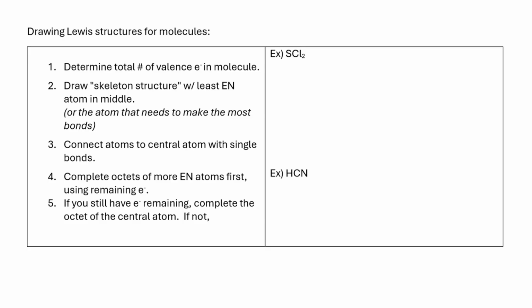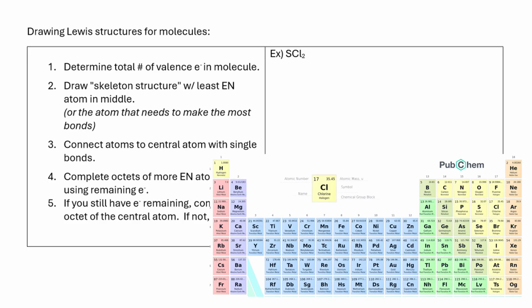So the first step says determine the total number of valence electrons in the molecule. So if we just go to the periodic table, we've got sulfur here that's in group 16, so it's got 6 valence electrons. So we got 6 of those. Okay, and then we're going to say each chlorine has 7, right? But there's 2 of them. All right, so that's going to give us 14. So 14 plus 6 is 20 valence electrons total, right?